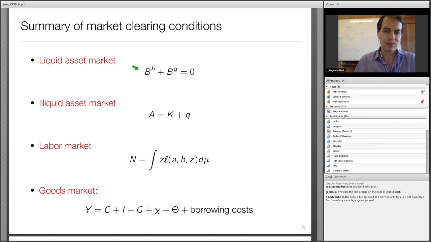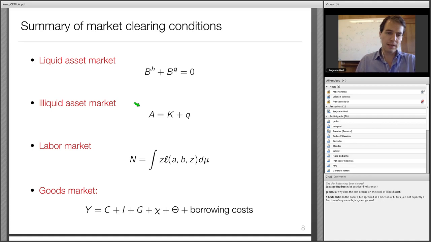The second equation is the illiquid asset market. That equation just says that the total amount of illiquid assets, A here, has to consist of either productive capital or equity. Productive capital here is K. Equity here is, there's a unit measure of stocks, so total S from the previous slide is equal to 1. Therefore, the total value of stocks is just equal to Q, the price of stocks.